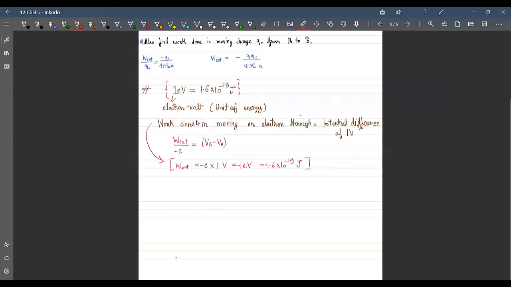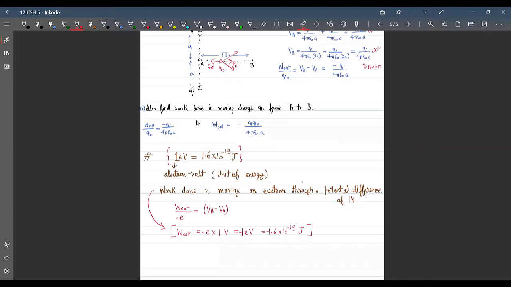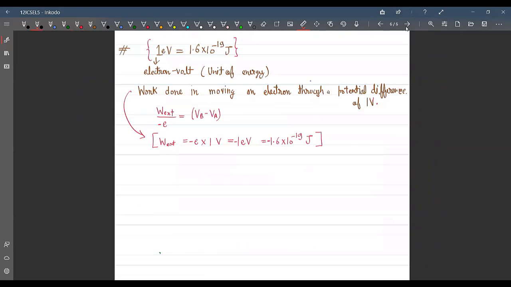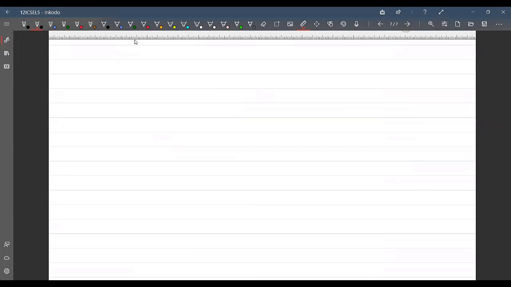Any questions? So we have been finding the potential due to point charges. Now, another point charge, two-point charge system that we know is an electric dipole. So we'll try to find the potential due to an electric dipole. Potential due to electric dipole.